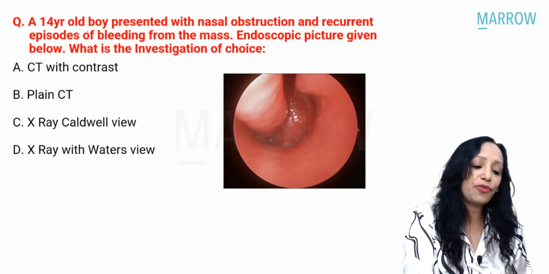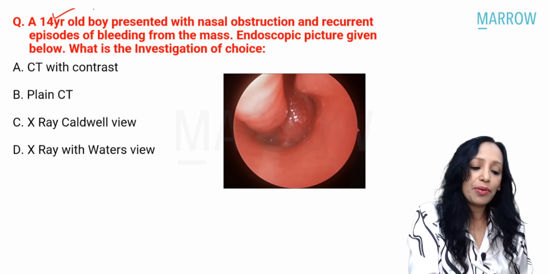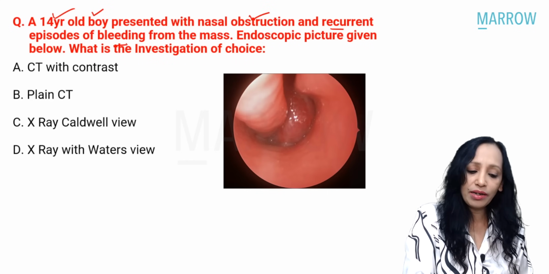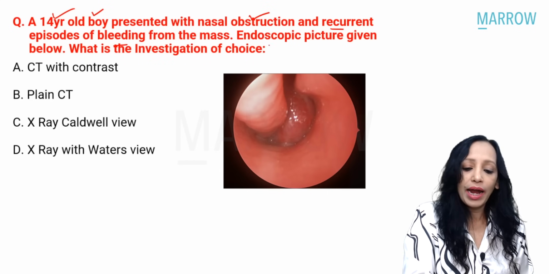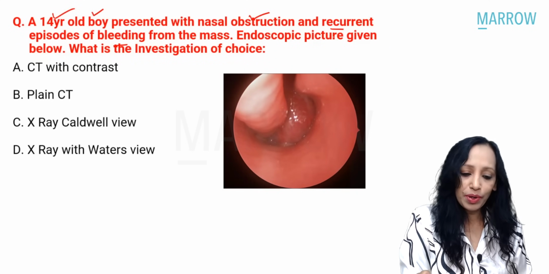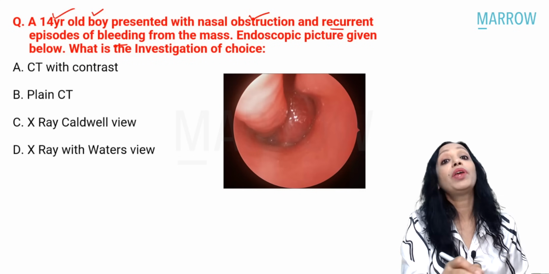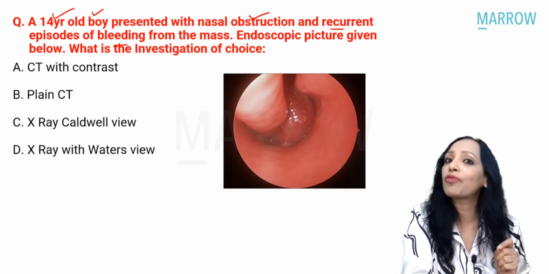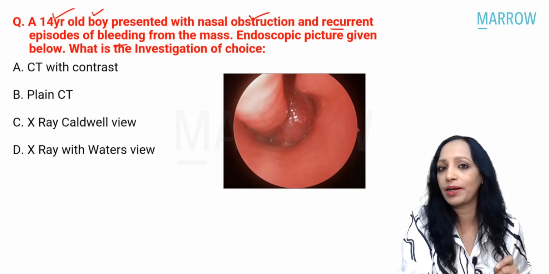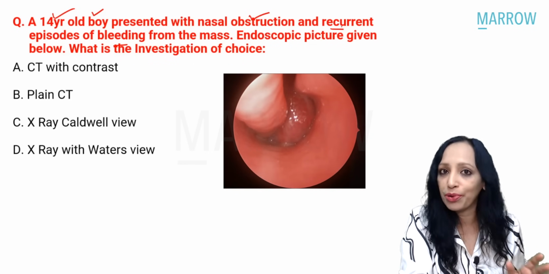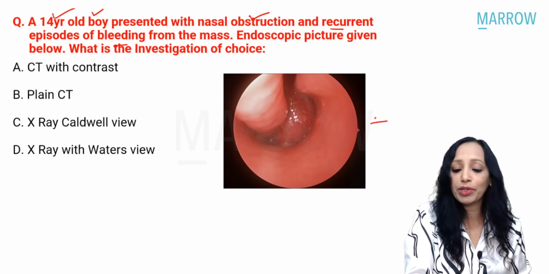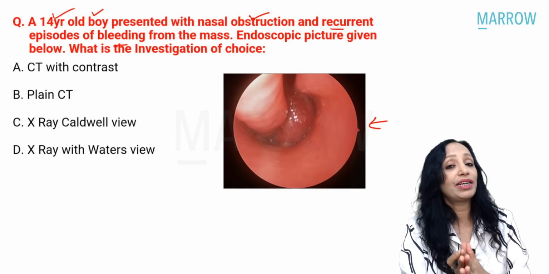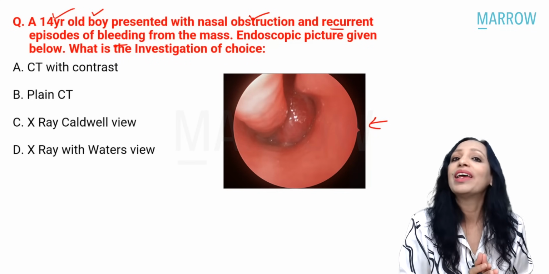So the next question: a 14-year-old boy presented with nasal obstruction and recurrent episodes of bleeding from the mass. The endoscopic picture is shown below. What is the investigation of choice? So whenever we have a pubertal male with nasal obstruction and recurrent episodes of epistaxis, what comes to our mind? Very good, angiofibroma. And yes, the endoscopic picture is showing the red vascular mass, which almost confirms that this is angiofibroma. But the definitive diagnosis is by the CT scan.